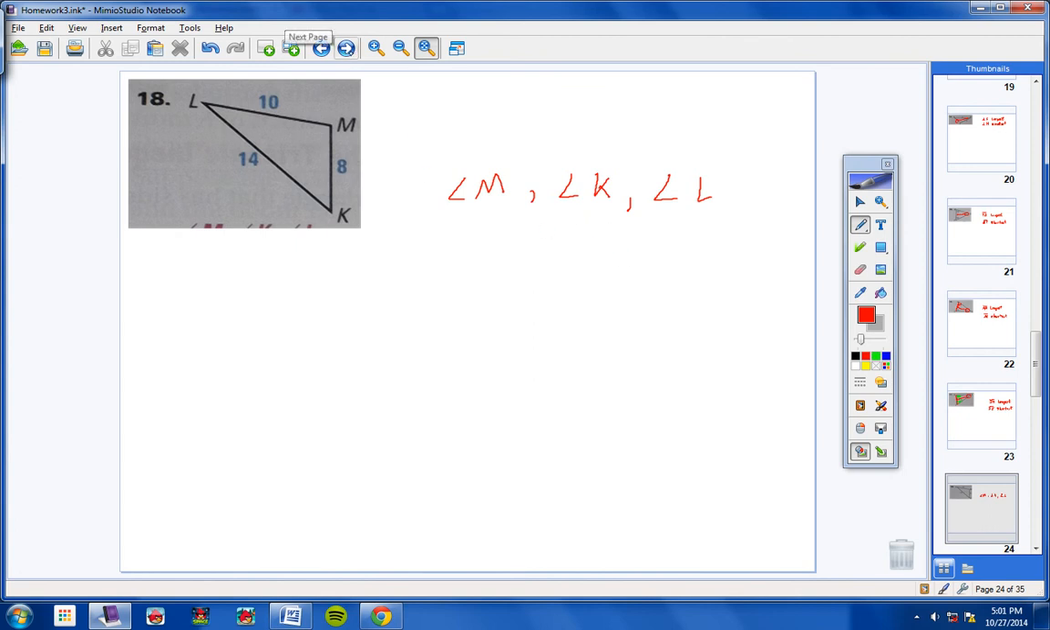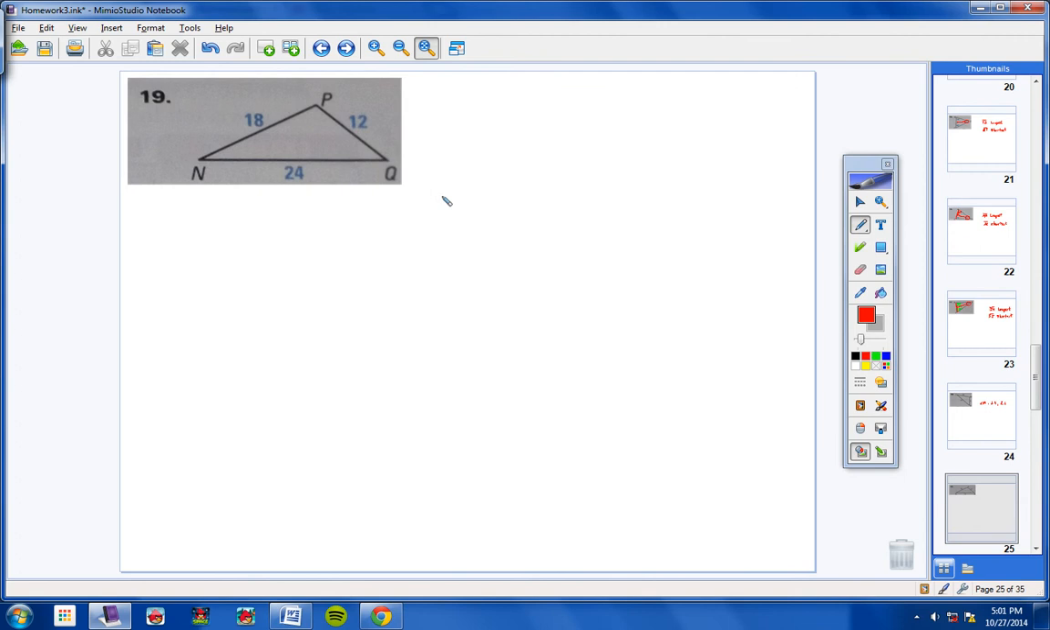Okay, number 19. All right, let's find the largest angle first. In order to do that, we got to find the longest side first. This is the longest side. So we go straight across. Angle P is across from the longest side, so angle P would be the largest angle.